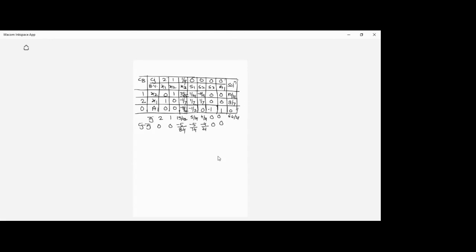So here, this is a maximization problem. All Cj minus Zj values should be less than or equal to 0. Is it happening here? Yeah, it is happening. So hence the optimal solution is reached.